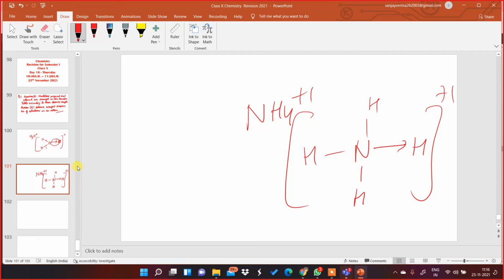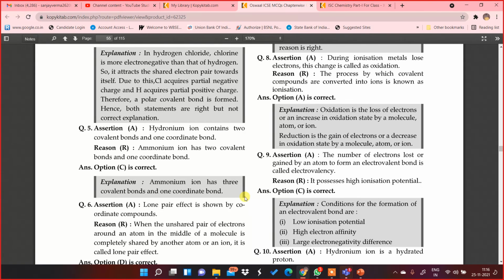Okay. So based on this concept, if you look at that question, hydronium ion contains two covalent bonds, correct, and one coordinate bond, that is also correct. And the reason, ammonium ion has two, this is wrong, this is false. So option C is correct.